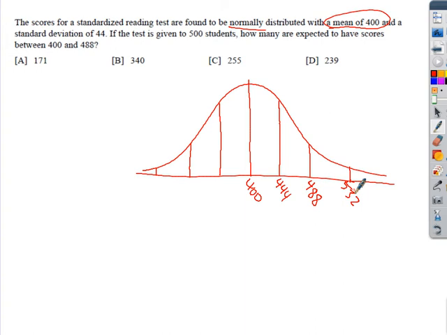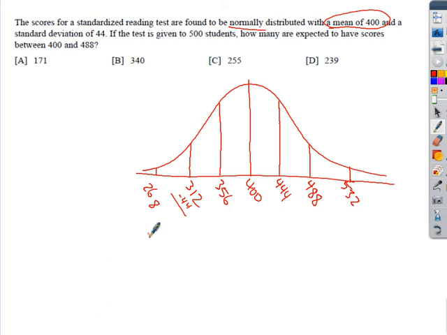And then going the opposite direction, this is going down, so I'm subtracting 44, and so I'd have 356, 312, and 312 minus 44 is 268. I think that's right.